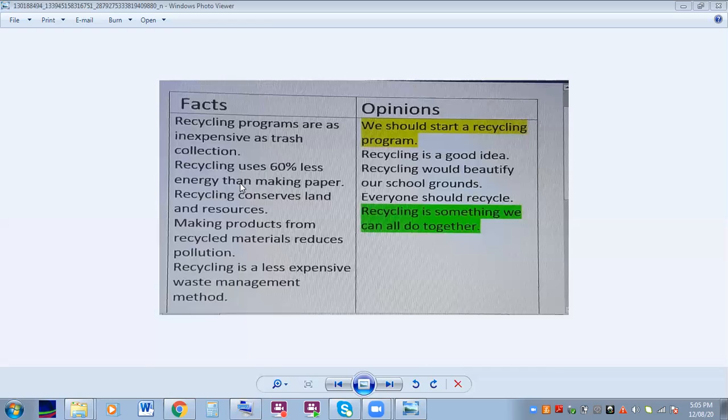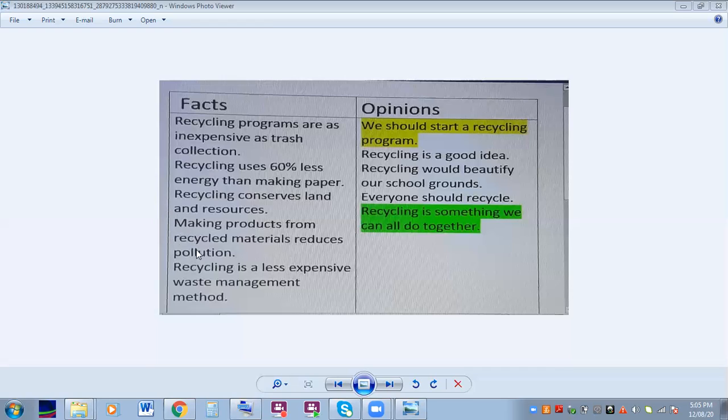Okay? Recycling uses 60% less energy than making paper. So it doesn't take as much energy to recycle as it does to make paper. We would save on energy. Recycling conserves land and resources. Okay? So these are three different reasons why the writer thinks it's a good idea to recycle.